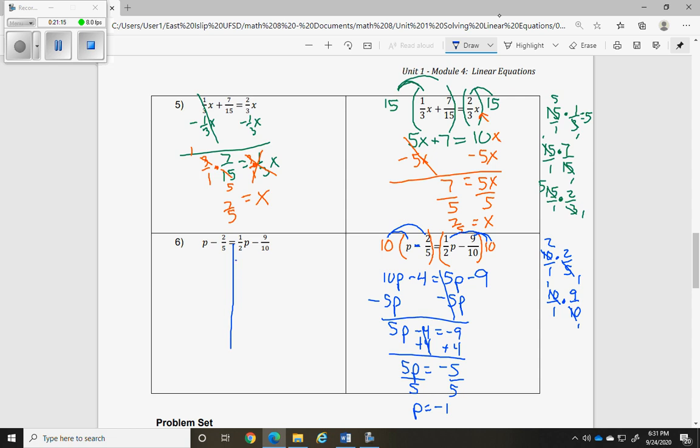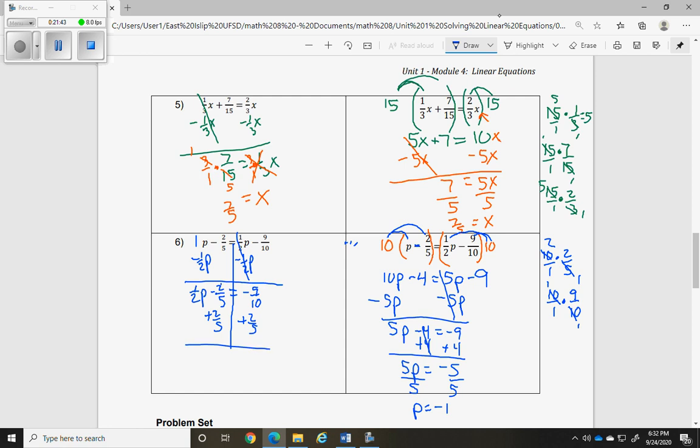So we can decide to just deal with the fractions the whole way through. Right, and I could subtract 1/2 p from both sides. This way is not going to be my favorite way, I'll let you know. Some people like this way. My favorite way was definitely this other side. But 1p, take away half a p, I'm left with half p minus 2/5 equals -9/10. So now I have to add 2/5.